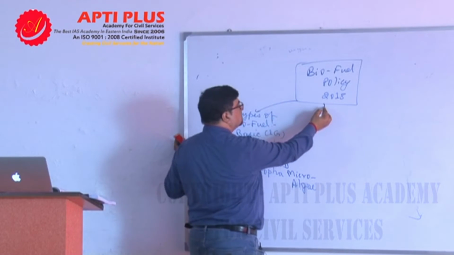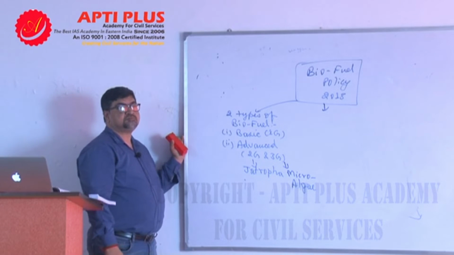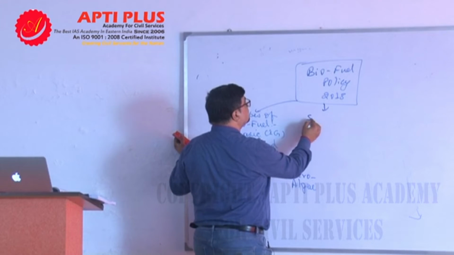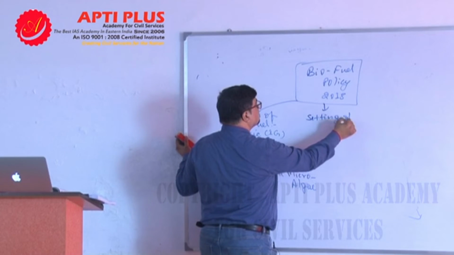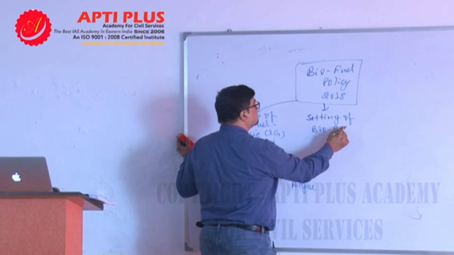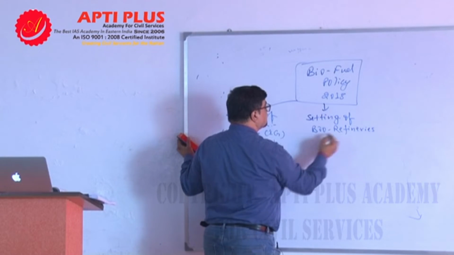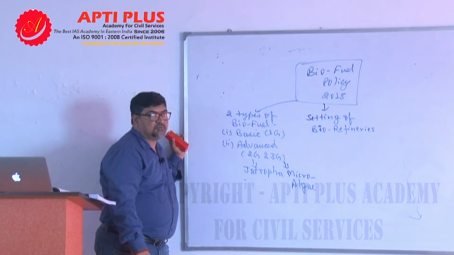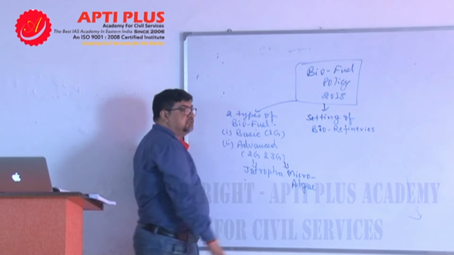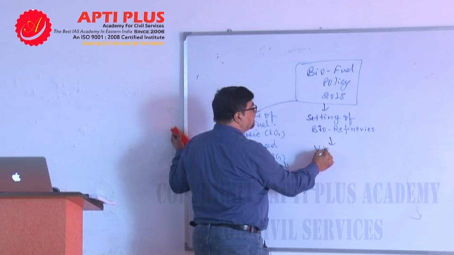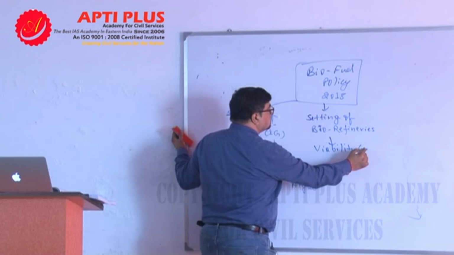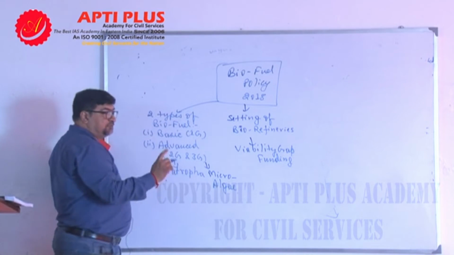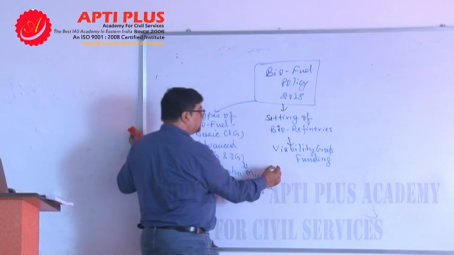Now tell me the second highlight. What is the second highlight of the biofuel policy? First is the categorization. Second will be what? Very important one: setting up of biorefineries. How much fund is the government going to provide for biorefineries? 5,000 crore. Right? Here I am writing viability gap funding. What do you mean by viability gap funding? VGF. This I have covered in the regular batch also, right? Viability gap funding of rupees 5,000 crore.